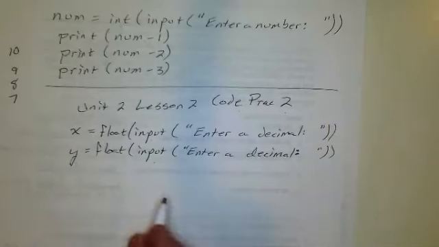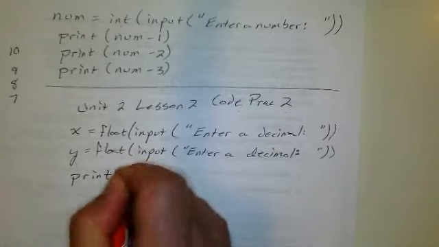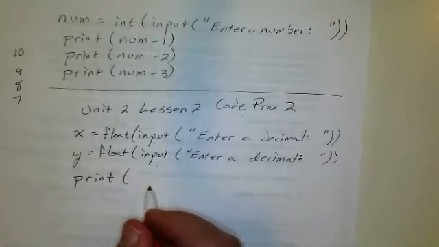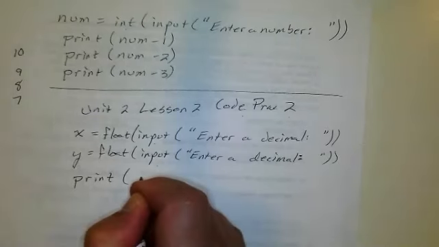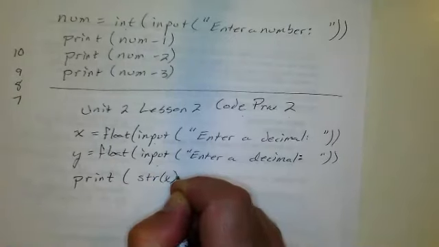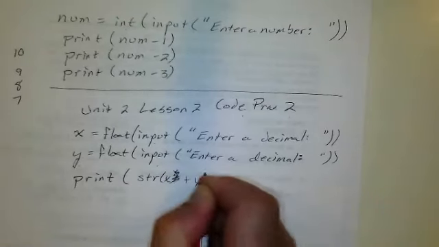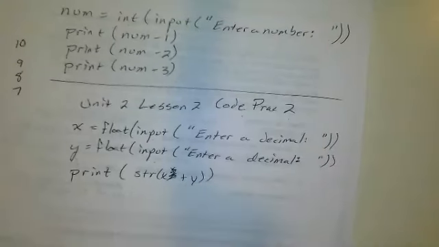Now, I want to print their sum. That means we're going to add them together. So all we have to simply do is print, open parentheses. We want to print their outputs, their sum. To do that, you're going to print string X. Whoops, messed that up. String X plus Y, close parentheses, close parentheses. Okay, and that should work it through for us.